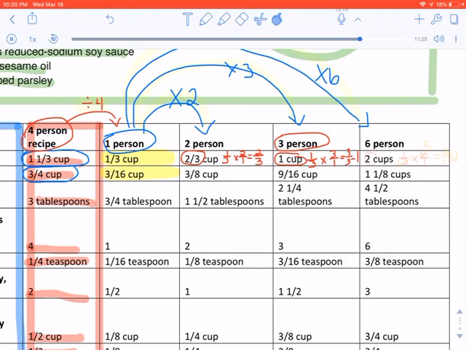And lastly, if I wanted to do this recipe for 6 people, what would I have to multiply that by? 6. So 1 over 3 times 6. I hope you remember that we can simplify these things. I can divide them by 3. 3 divided by 3 is 1. 6 divided by 3 is 2. So 1 times 2 is 2, and 1 times 1 is 1, which gives me 2, which is exactly what I have written here. Okay?